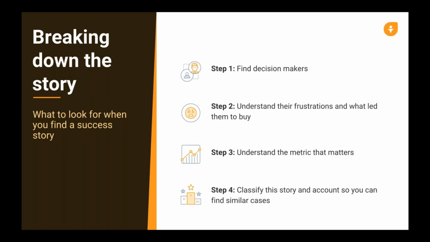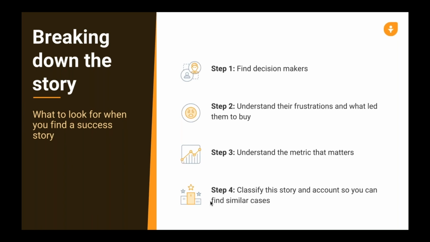The fourth part, and I find this a really important step as well, is to classify the story and accounts so that you can find similar cases. Let me give you an example. If Ferrari is a customer, does that mean that you can probably go after Toyota? But Ferrari is a luxury brand and Toyota is not. So your use case might work with Ferrari and the other luxury brands like McLaren and Audi, but it might not work with Toyota or Hyundai.